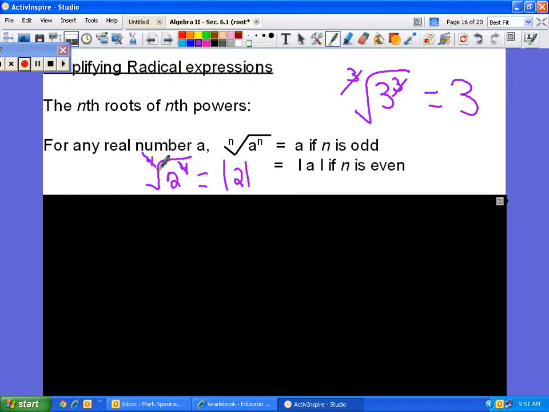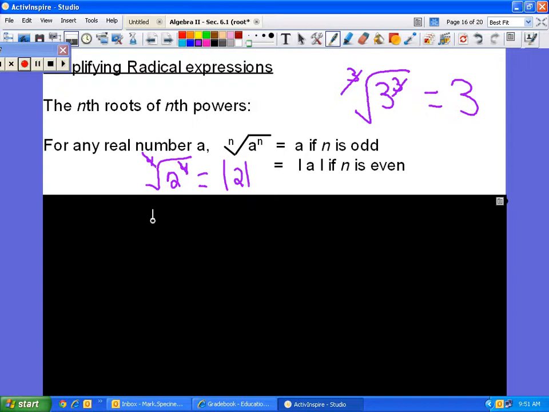But I don't want a negative number as my answer. I only want positive values. So to eliminate the possibility of writing down a negative number, I use the absolute value symbol. What's an absolute value? Distance from 0. So if you think about distance, distance is always positive. So again, when these numbers are odd, we don't have to worry about absolute value. We just go about our business and solve the problem.